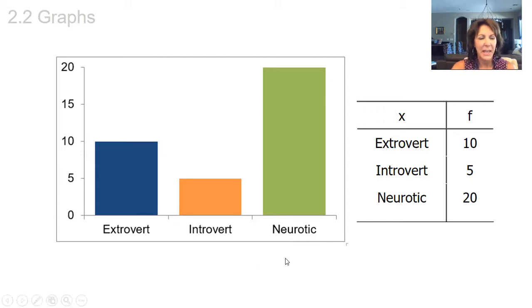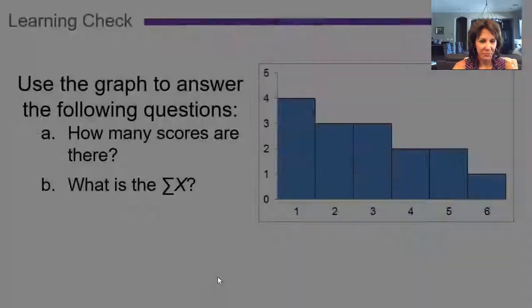And actually, we don't extend this bar graph beyond 20 because we're not dealing with real limits with these. These are discrete categorical categories. So this is a bar graph. Once again, the bars do not touch.